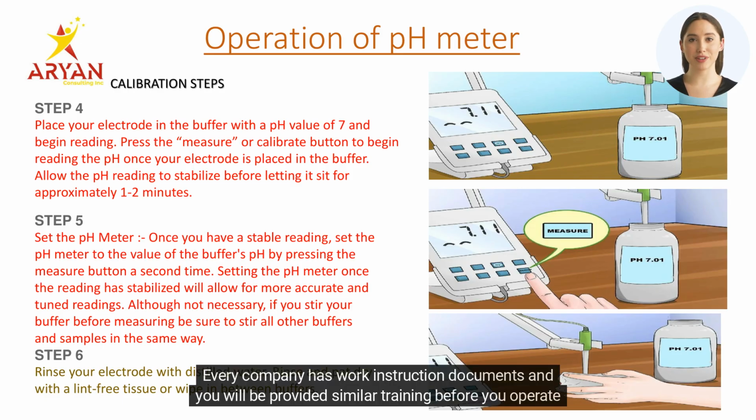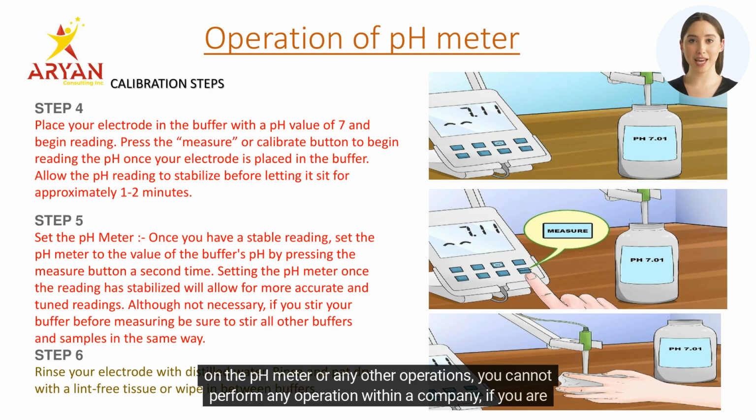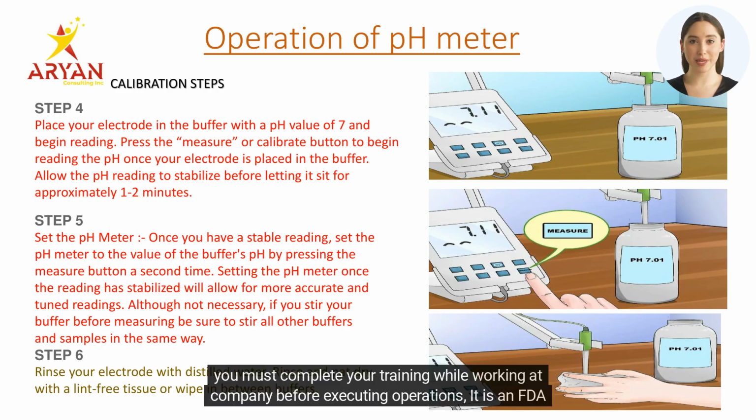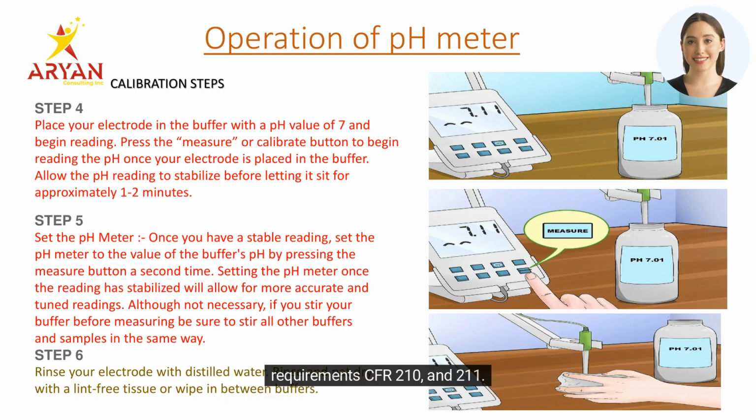Every company has work instruction documents, and you will be provided similar training before you operate the pH meter or any other operations. You cannot perform any operation within a company if you are not trained, although you may have industry or prior knowledge. You must complete your training while working at the company before executing operations. It is an FDA requirement, CFR 210 and 211.